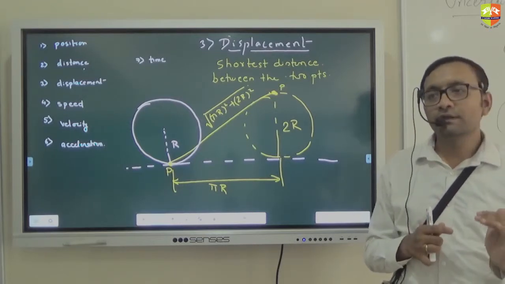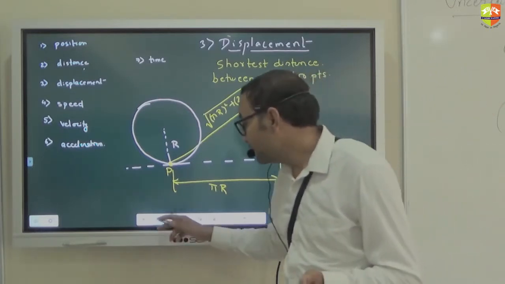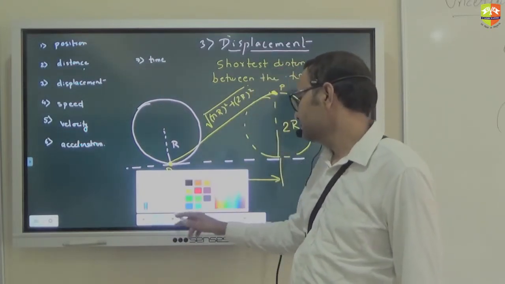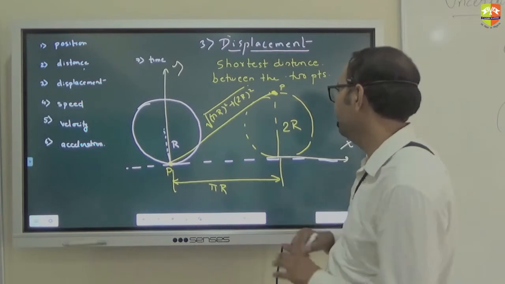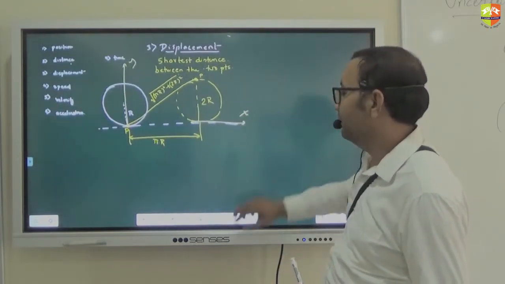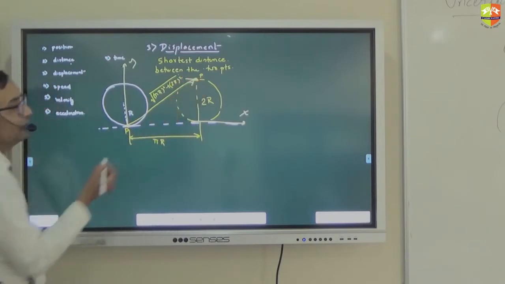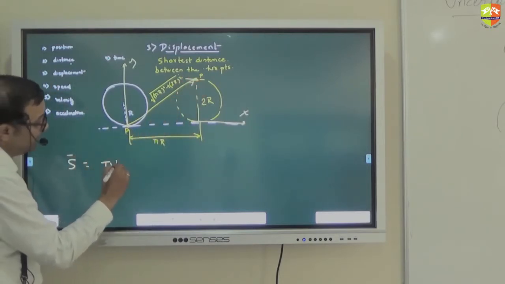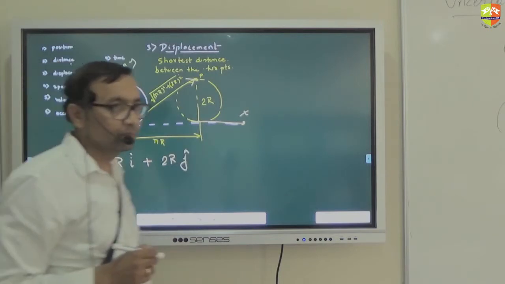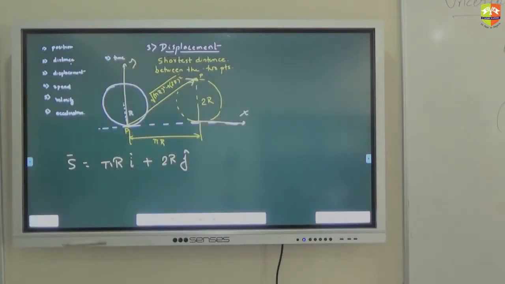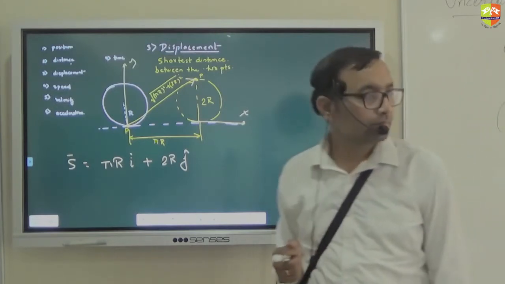Okay, now you have told me the magnitude of displacement. Displacement is a vector quantity. So can you tell me the vector? Suppose this is your coordinate axis, this is your y axis, and this is your x axis. So, what is that displacement vector? Quickly. What is that vector in terms of i cap, j cap? This is the vector. So, displacement vector is pi r i cap plus 2r j cap. Okay. No doubts, right? No doubts?